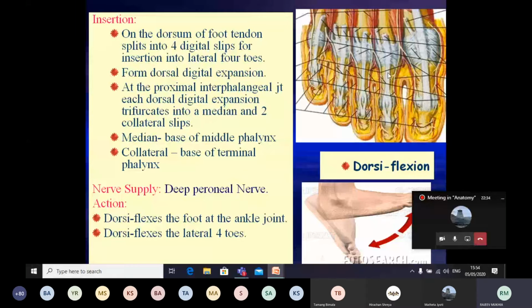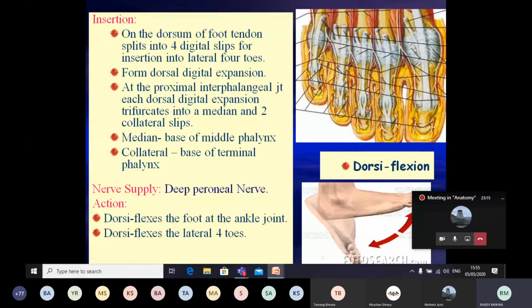So here we have to remember that after the dorsal digital expansion, the extensor digitorum longus tendon will divide into 3 bands. One is the median band and 2 collateral bands. Now this median band will insert into the base of the middle phalanx. Whereas these 2 collateral bands will insert on the base of the terminal phalanx, that is the base of the distal phalanx. So the base of the middle phalanx and the base of the terminal phalanx provide insertion for the extensor digitorum longus.